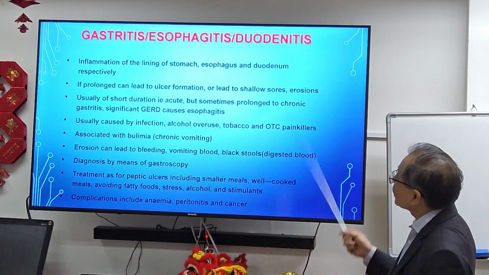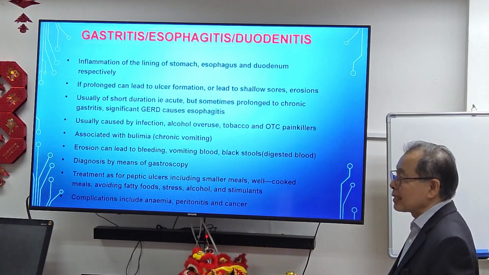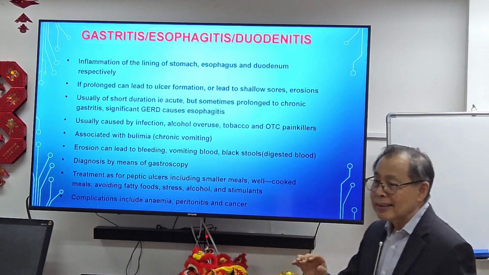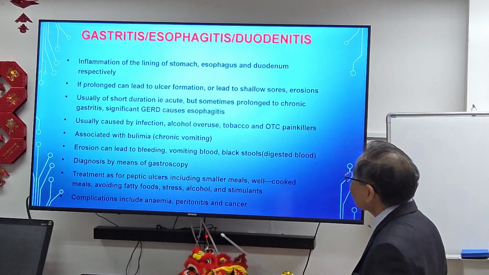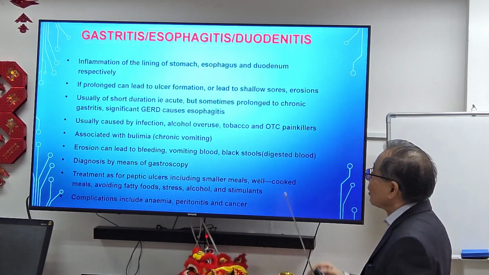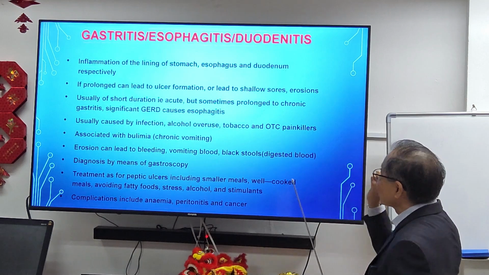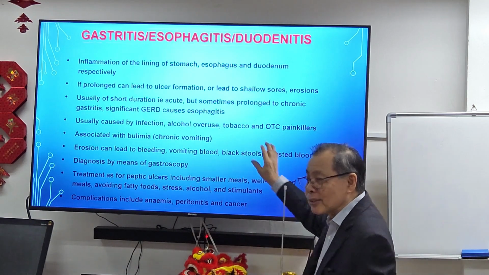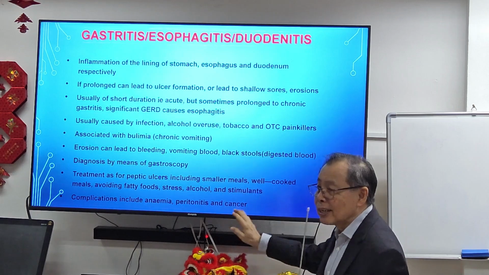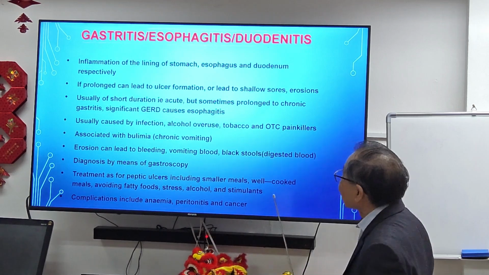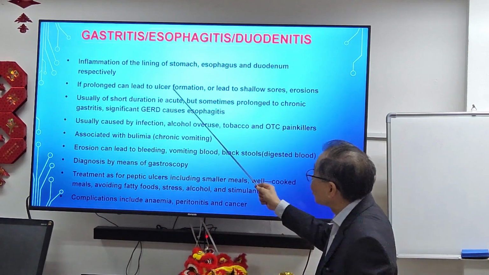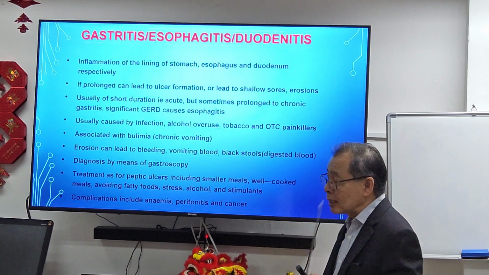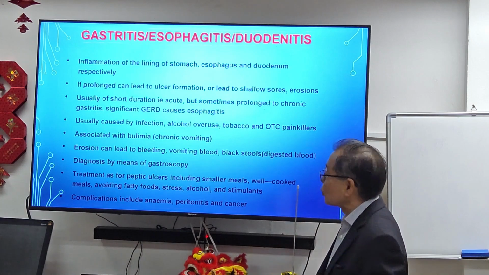How about gastritis, esophagitis, duodenitis? I put them all together because they are the same thing, except where it happens. So all this gastritis, esophagitis, and duodenitis are inflammation of the lining, because the stomach in the center produces a lot of acid, right? So before and after can get it. If this is prolonged, it can lead to ulcer, and sometimes it leads to shallow sores or erosion.